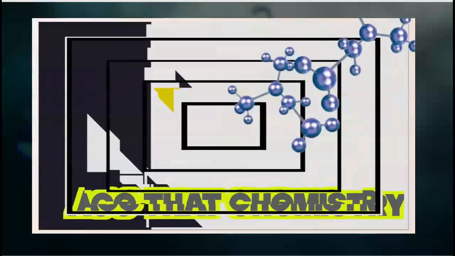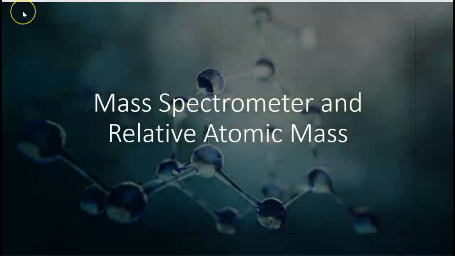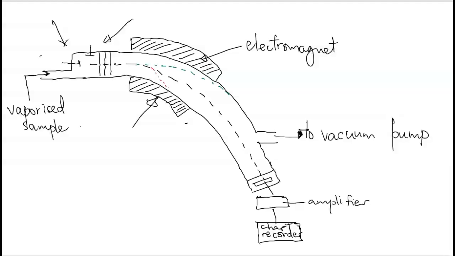Welcome back, guys. Today we will be looking at the mass spectrometer and how we can use it to determine the relative atomic mass of an element. The mass spectrometer is used to measure the masses of different isotopes of an element along with their relative abundances.